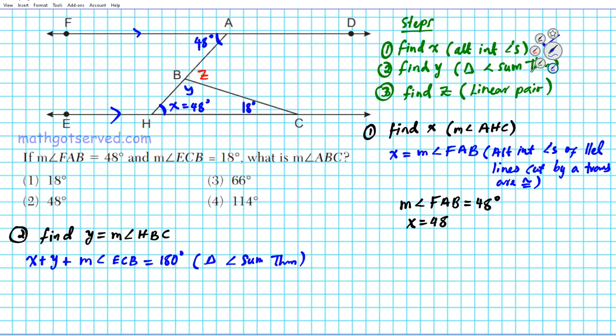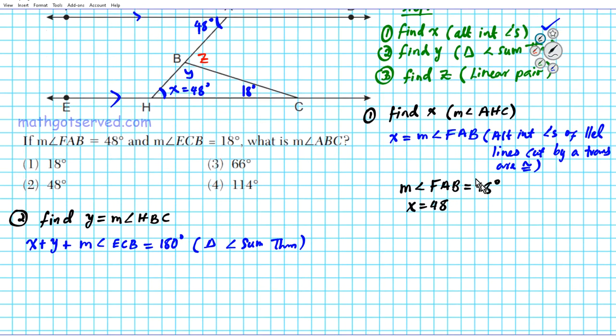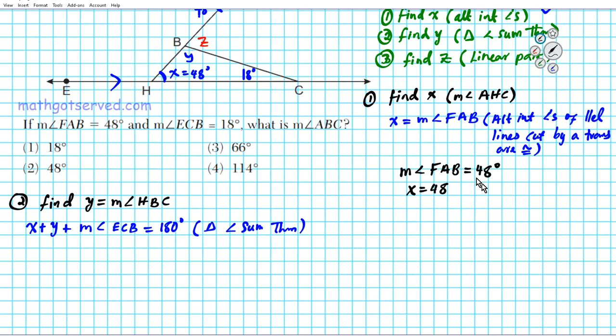So we're going to substitute here. We're going to create an algebraic equation and use it to solve for y. Okay, let's substitute what we know. We know that x is 48. How do we know that? That's what we found in part 1. 48 plus y plus the measure of angle ECB that was given to us as 18. All this adds up to 180 degrees. All right, let's combine like terms on the left side. 48 plus 18 is 66, so y plus 66 is equal to 180.